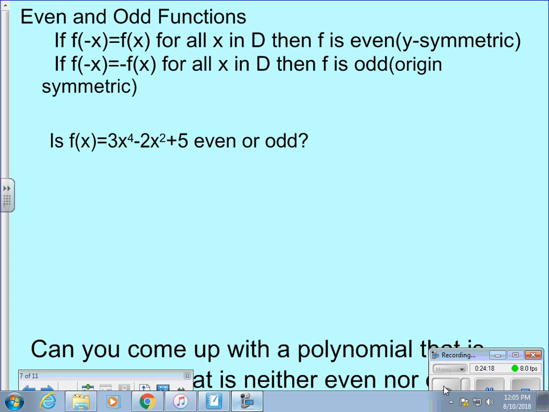Is f of x equal to 3x to the fourth minus 2x squared plus 5 even or odd? Here's how you tell. Put in negative x and see what you get. Do you get that back again, or do you get the opposite of that? If you get the same thing back again, it's even. If you get the exact opposite of that, the sign of everything changed, then it's odd. Only one way to tell. Plug it in.